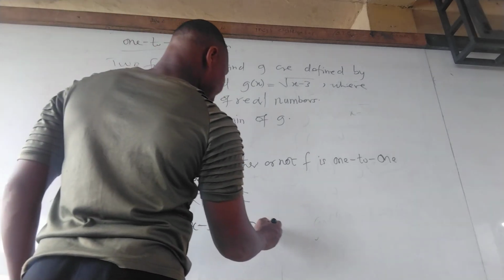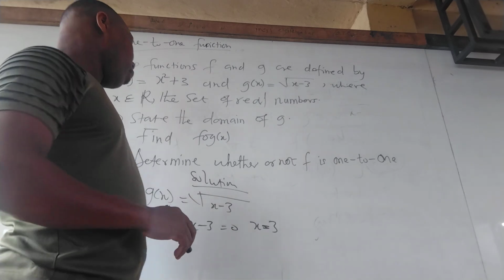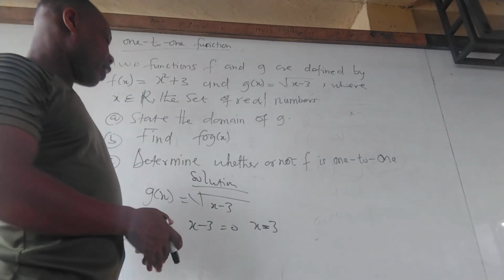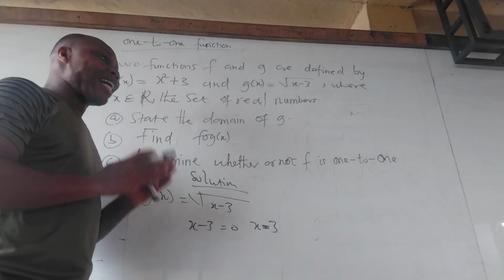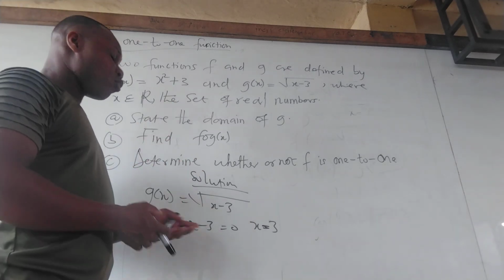Now, we have seen that x is equal to 3. This is the first stage. If x is equal to 3, we are going to get this root to be undefined, since 3 minus 3 will be 0. That's the first stage. But that is not the only situation where the function can be undefined when it comes to square root.